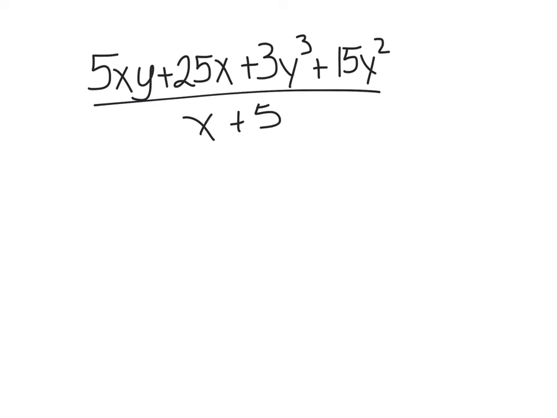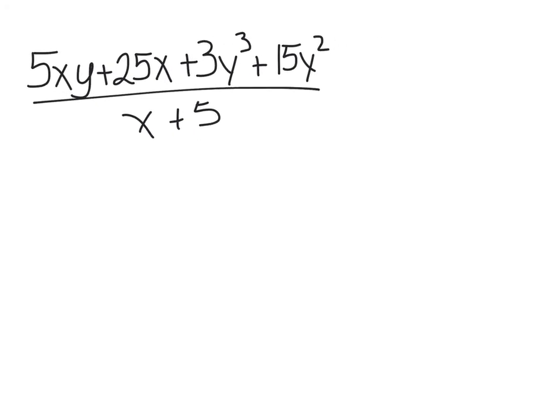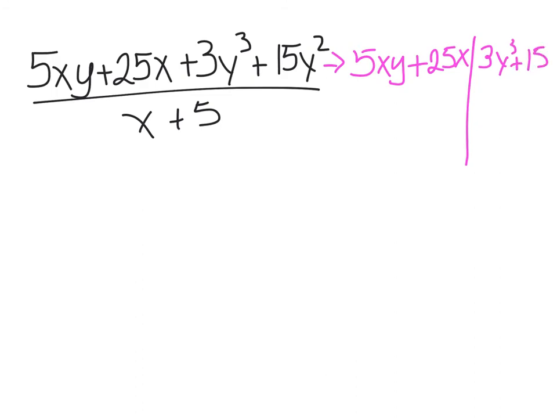Alright, here we go. Notice we now have x's and y's. The same thing holds true though, okay? So don't let that throw you off. So let's rewrite it. And I'm going to scooch this over just a little bit. That way we have more room. Here we go. Rewriting that, we're going to have 5xy plus 25x with my line. A 3y to the third plus a 15.